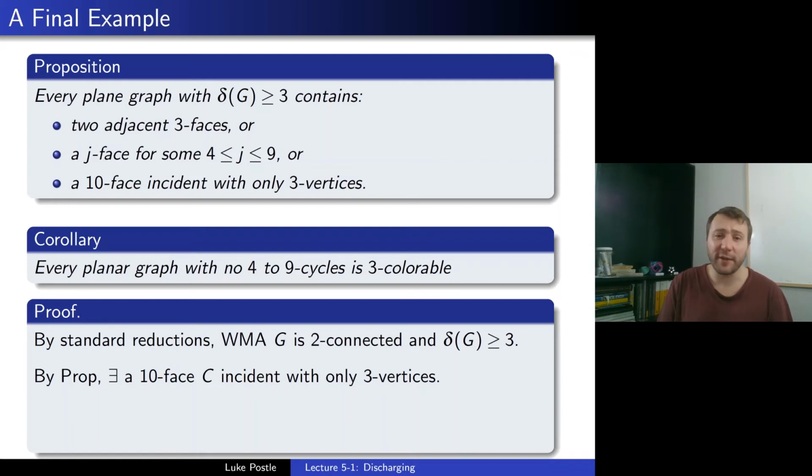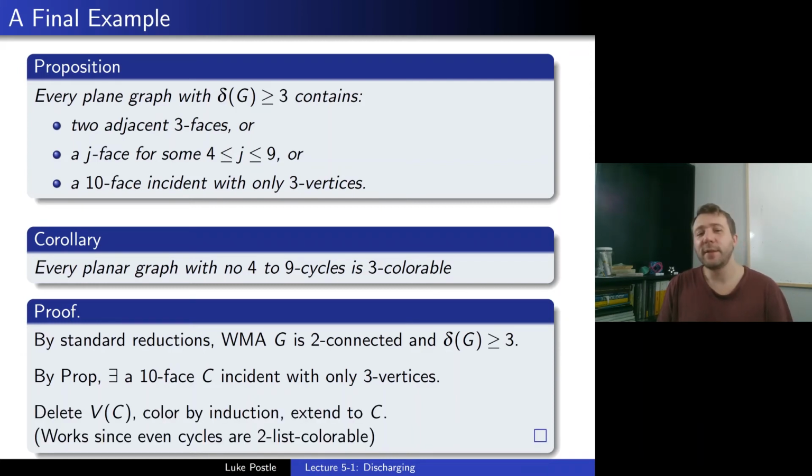So actually, we'd already have shown, if it was no 4 to 10, that we'd be done. But now we have to deal with these 10 faces. What do you do? Well, this one, slightly less obvious, but you delete the cycle, all the vertices, you color by induction, and it turns out you can always extend. So this is a well-known fact in list coloring that even cycles are 2 list colorable, right?